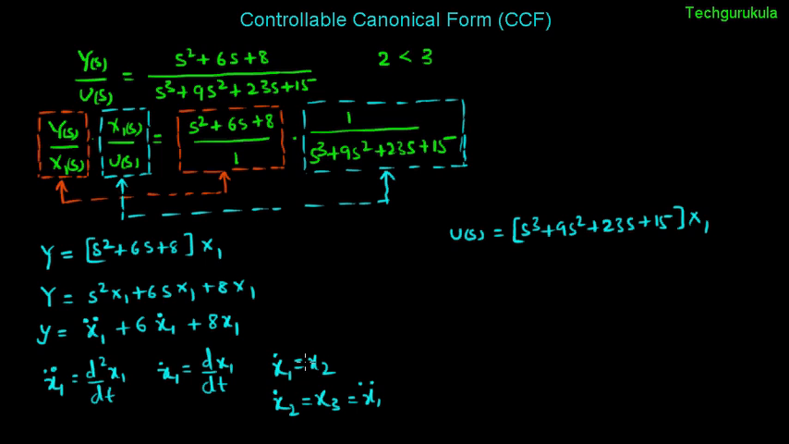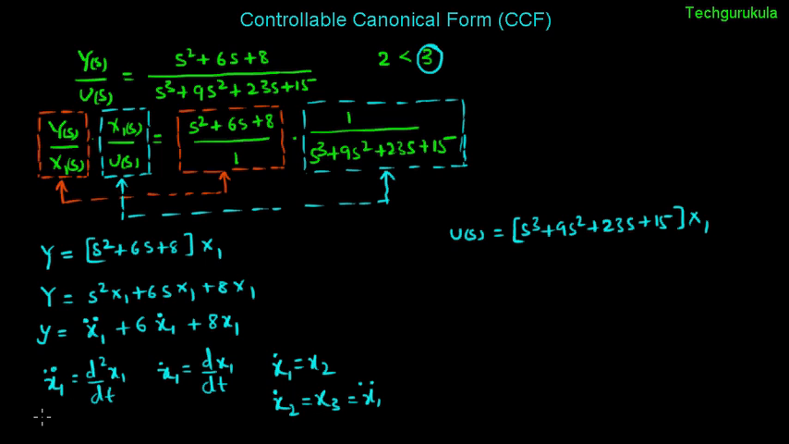We conclude this based on the order of the transfer function. The order of the transfer function is nothing but the order of numerator or denominator, whichever is the highest. So we have here 3, which means we should be using only 3 state variables. So we are defining only x1, x2 and x3, not x4.